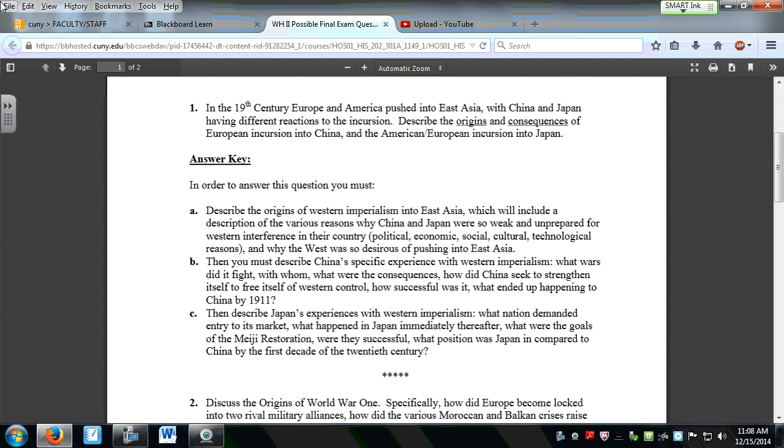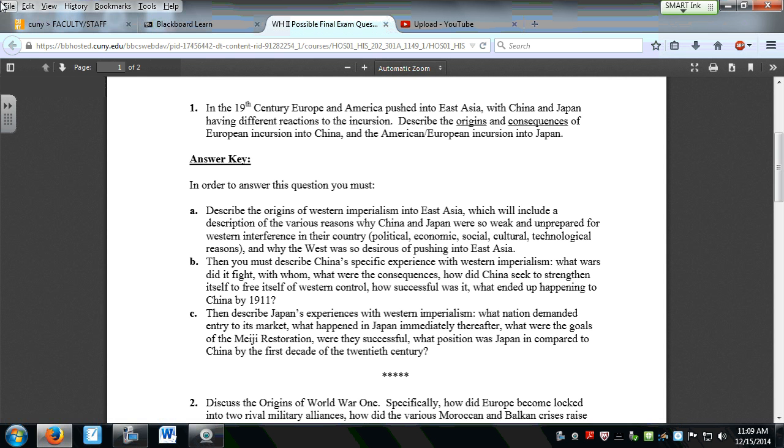What I'm asking for there is, look at your notes, look at all your sources, and the very first part of your answer, you have to outline for me, why were China and Japan such easy targets to be conquered? What was it about them that made them easy targets? What was weak about their economy, their military, their society? What was it about them that made them easy targets?